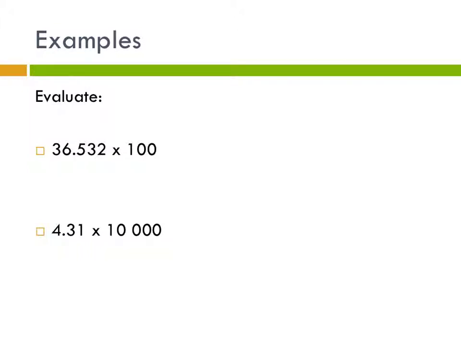36.532 multiplied by 100. Now, I've got 2 zeros on 100, 2 zeros after the 1, which must mean I move it 2 places to the right. 1, 2. So my answer becomes 3653.2.